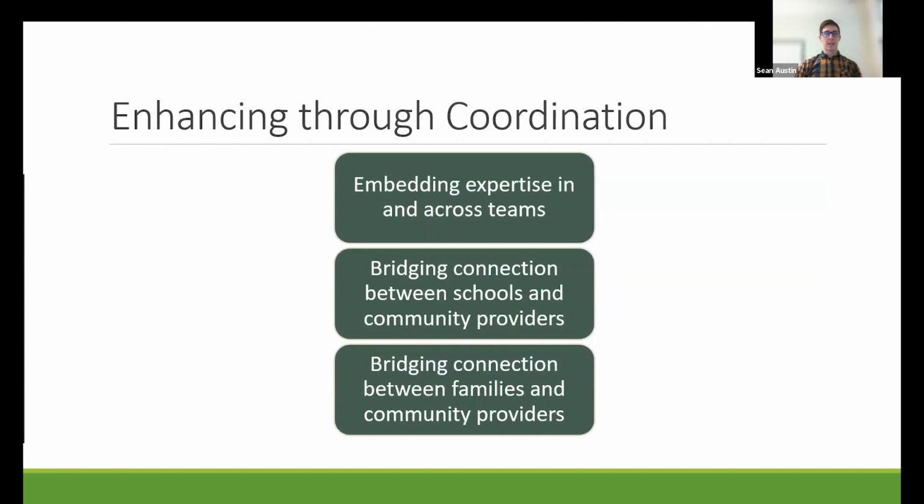And the last is enhancing through coordination, which is basically just saying that having these resources within the school, having these school personnel that are connected with community providers, allows for that better connection to be bridged between schools and providers, between families and providers, and overall is going to enhance the cohesiveness of that approach.